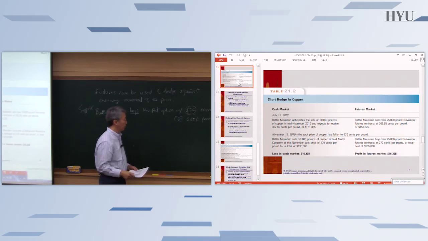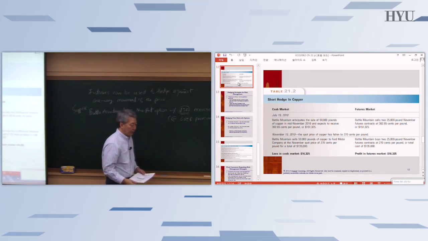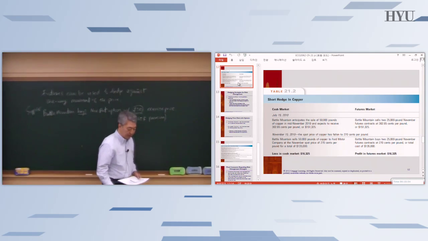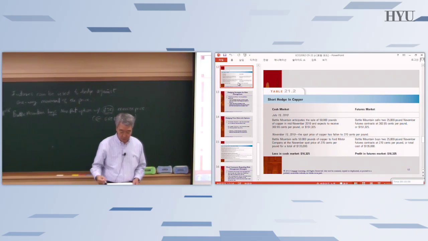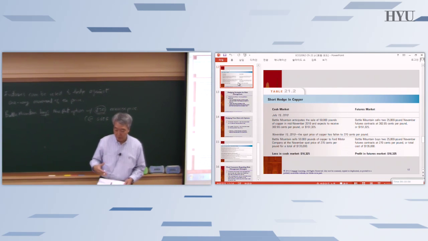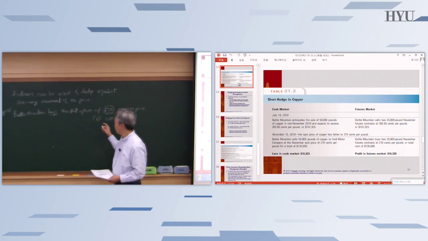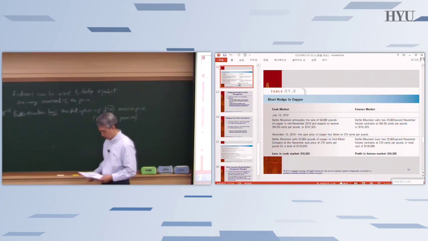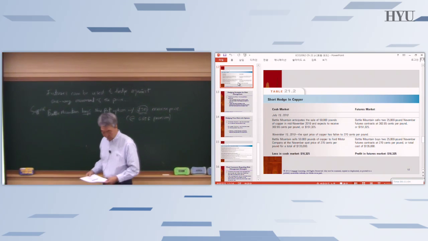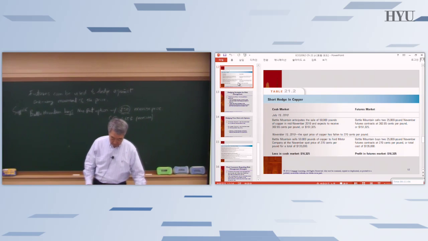Okay, with the option, right? Anyway, so in order to protect yourself, you're buying an insurance, right? And for that benefit, you have to pay the price. That's the insurance premium, so to speak, right?